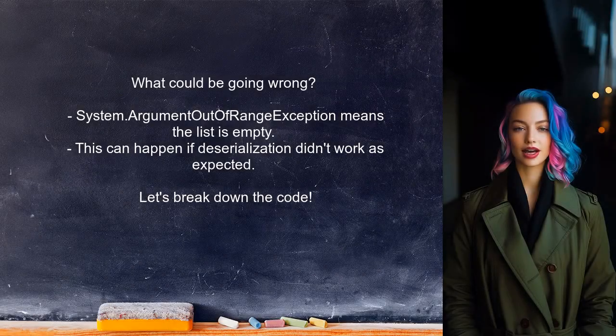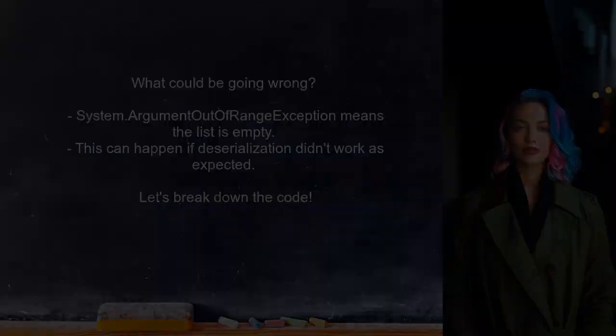So, what could be going wrong? The system.argument out-of-range exception typically means that the list you're trying to access is empty. This can happen if the deserialization process didn't work as expected. Let's break down the code to see where things might be going wrong.